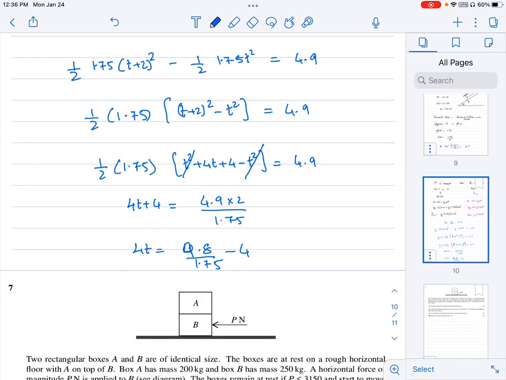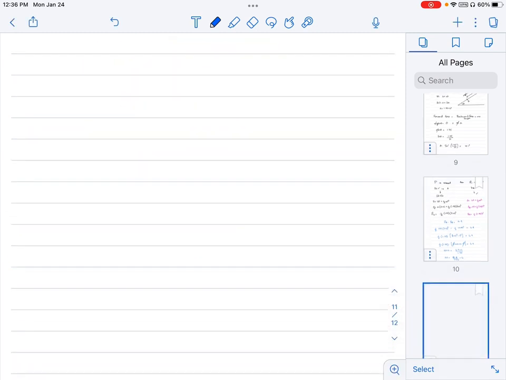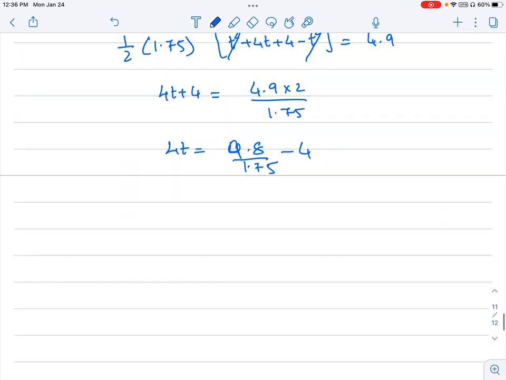So t is equal to (9.8 upon 1.75 minus 4) divided by 4. So take the calculator: 9.8 divided by 1.75 minus 4, divided by 4. This should be giving you 0.4. So t is equal to 0.4 seconds.